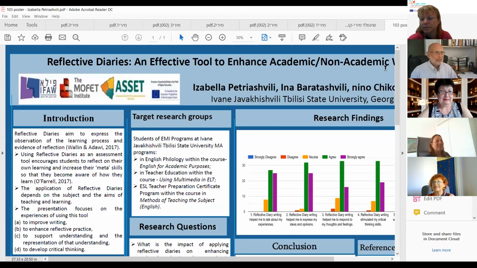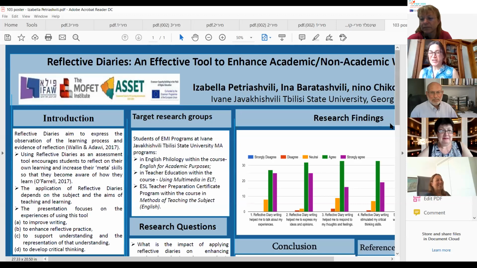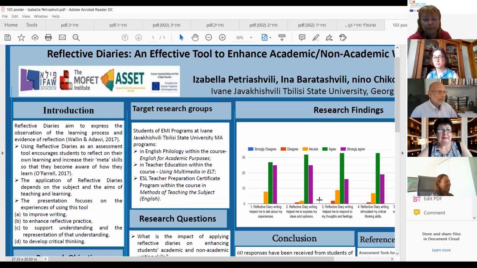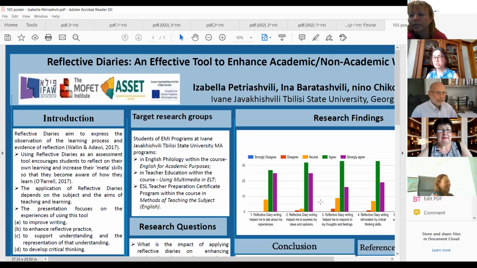All right, once again, hello, and I'll start immediately, not to lose time. Our poster presentation is based on the assessment tools developed within the Erasmus Plus project Asset, namely assessment tools for new learning environments in higher education institutions. The Reflective Diary was one of the formative assessment tools developed within this project, and this tool was piloted in different courses, including MA programs at Ivane Javakhishvili State University, namely Reflective Diaries as an effective tool to enhance academic and non-academic writing, applied in the following courses.